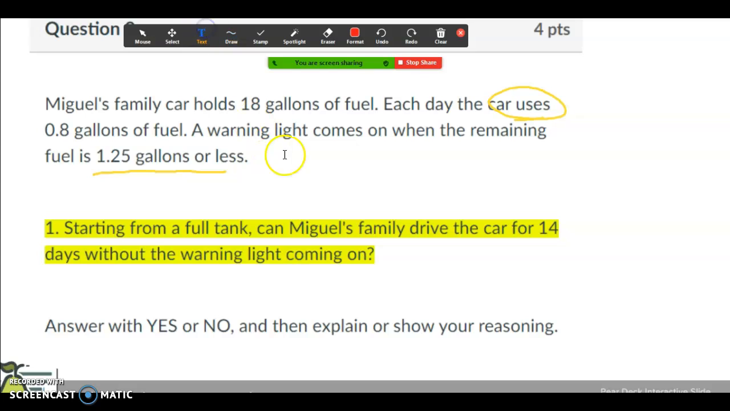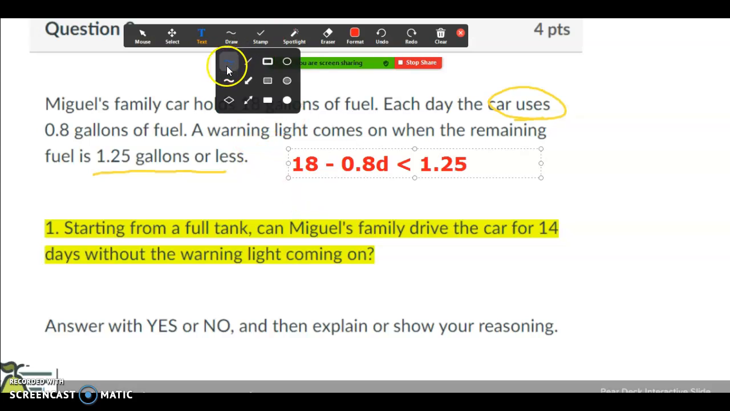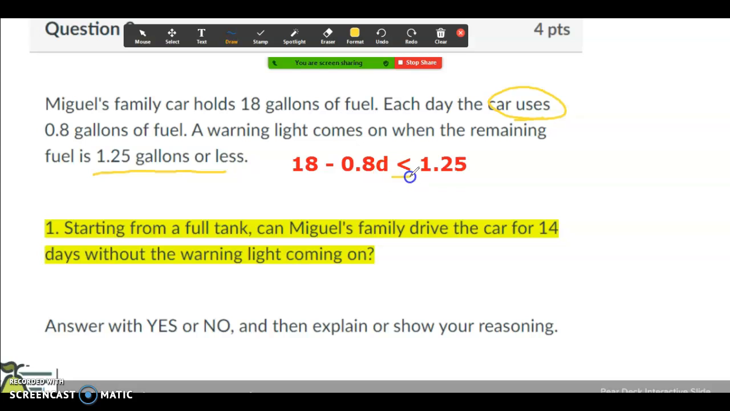First, we need to write an inequality. If they're starting with a full tank, 18 gallons, and they're taking out 0.8 per day, I'm going to call that D, and the light comes on when it's 1.25 or less, so when this amount is less than 1.25, less than or equal to. So I'm going to add that little line underneath. Let me put it in red.